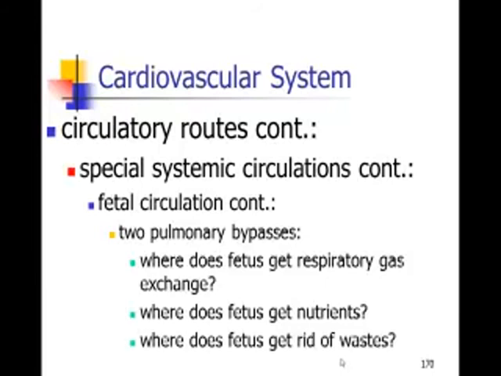And then the third question is, where does the fetus get rid of most of its waste products other than carbon dioxide? Well, even carbon dioxide, we can include that. And the answer is, right, the placenta. The lungs aren't working, so you can't get rid of carbon dioxide there. And the gastrointestinal tract is not working, so you can't get rid of any waste there. And the kidneys aren't working, so there can't be any waste going out through the urinary system.